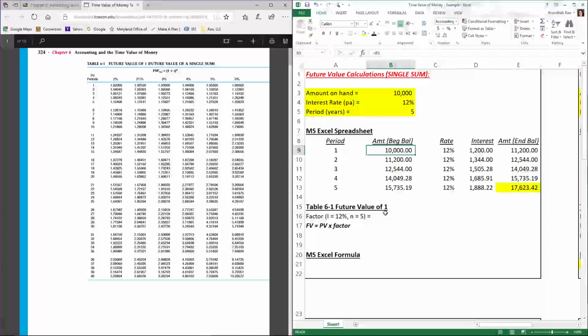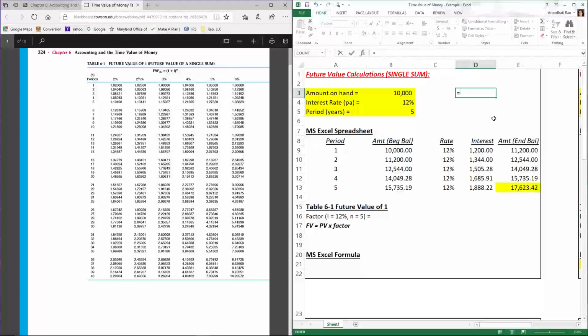Now let's see how we could use the time value of money tables given over here. The future value factor is calculated as 1 plus i raised to n. i is the interest rate, n is the number of periods. So in our example, it'll be 1 plus 12%, so 1.12 raised to 5. That's the factor.